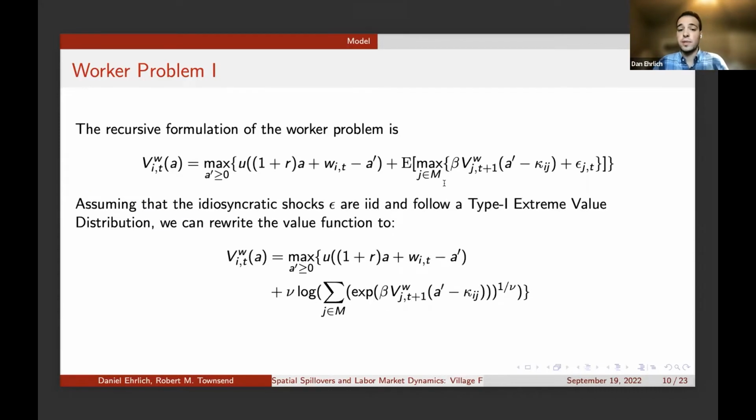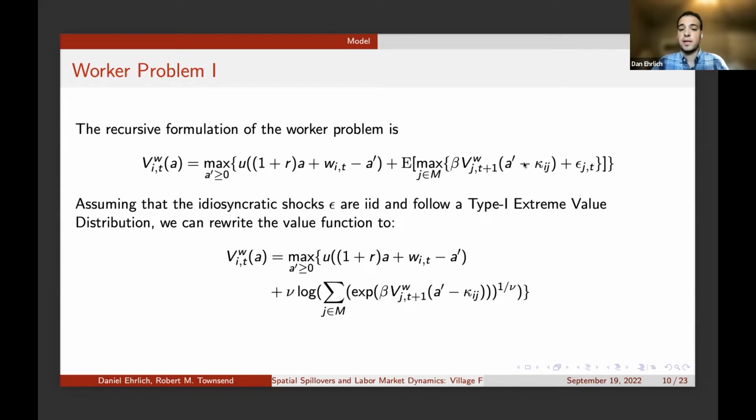To show you the recursive formulation of the worker problem, we're going to write down their value function, and they're going to choose how much to consume and how much to save for next period, which is this A prime. And so they're essentially maximizing period utility from where they earn interest 1 plus R on assets A plus wage, and then they're going to save some amount A prime and consume the rest.